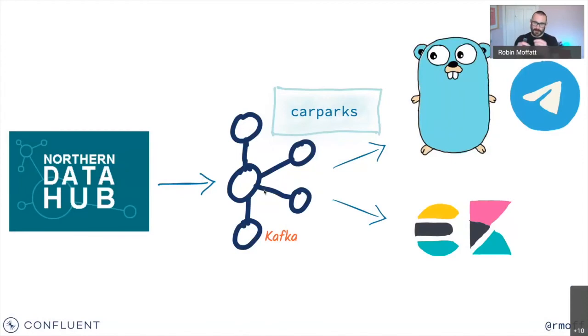Now we set up a little shell script to ingest it, but we could use a connector to pull it in. We could write an application to pull it in. But as something happens in our world, that event, we produce it into Kafka. From there, we took that car park information and used it to drive a bot in Telegram with a Go backend. We also took that same data and streamed it over into Elasticsearch.